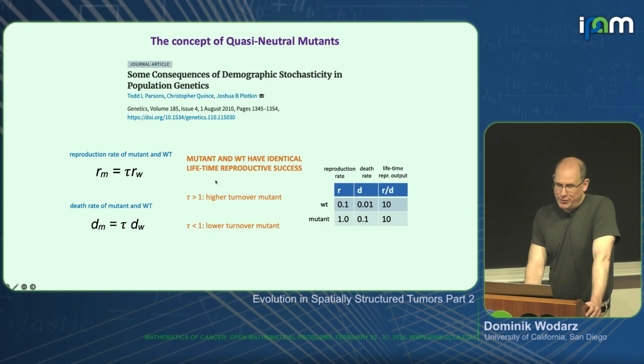And the interesting part about those mutants is that they really have the same fitness, the same number of offspring that they leave. The lifetime reproductive success of such a mutant is identical. You can see that here. If your birth rate is 0.1 and death rate is 0.01, your average reproductive output is 10. If you increase both by 10, it's still 10, right? Same fitness, or same reproductive output, I should say.